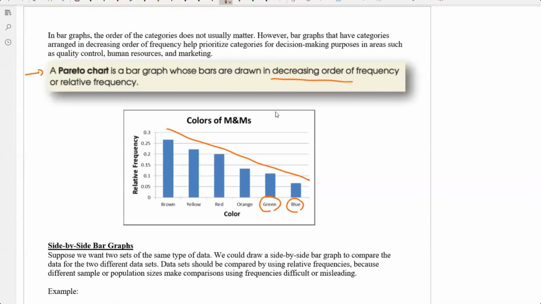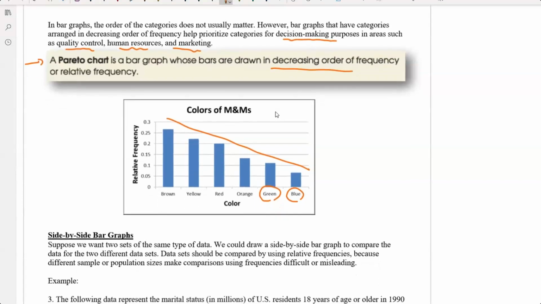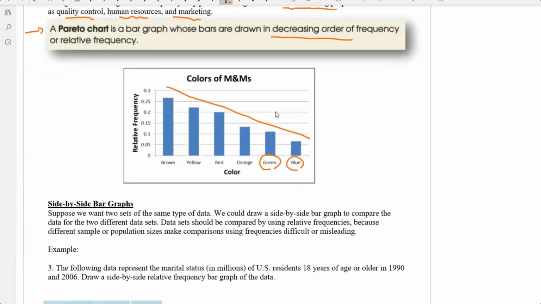Okay, so bar graphs that have categories arranged in decreasing order of frequency help with decision making, in areas such as quality control, human resources, and marketing. But this order usually doesn't matter. But if you have a Pareto chart, you have to use this decreasing order. That is because we want to make decisions based on the order of these frequencies, or relative frequency.